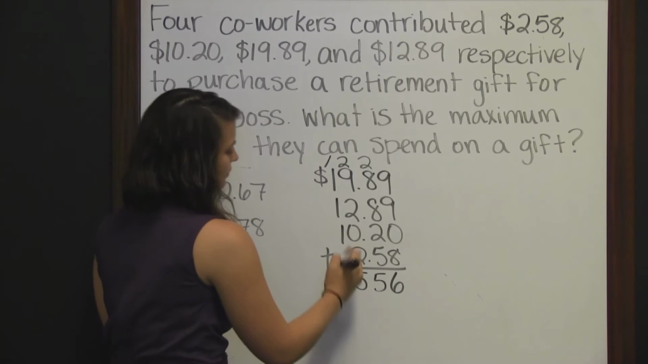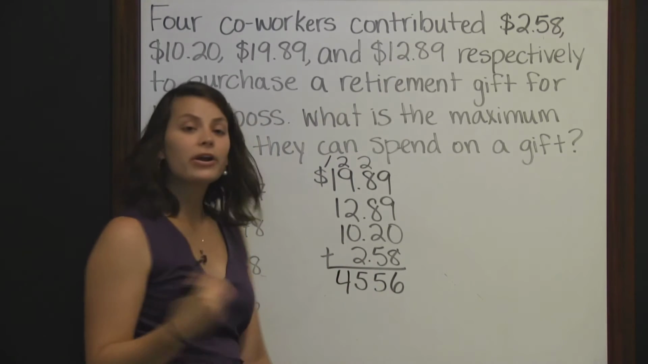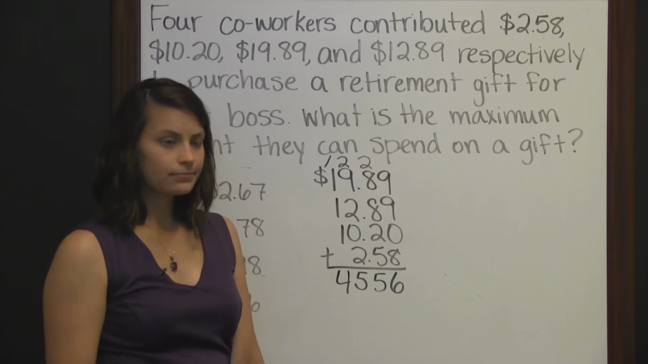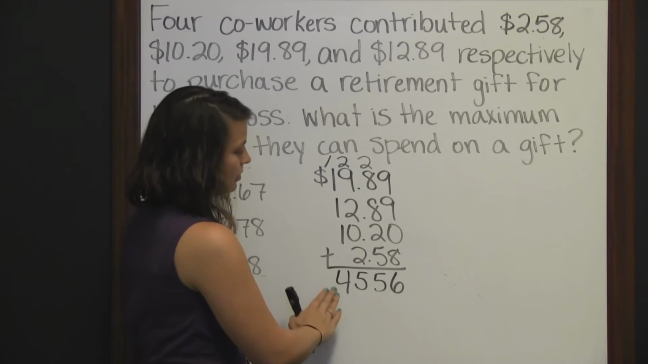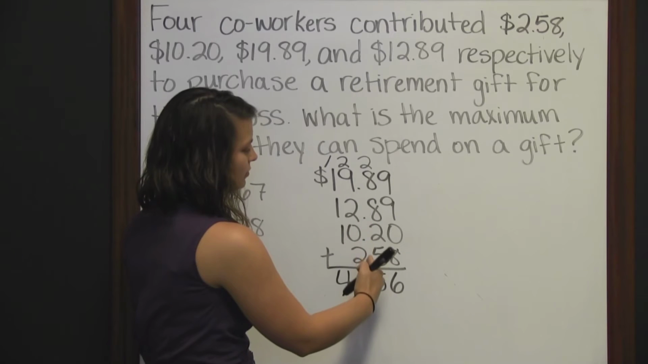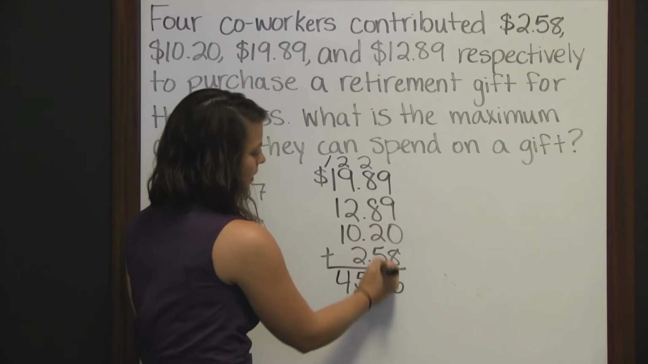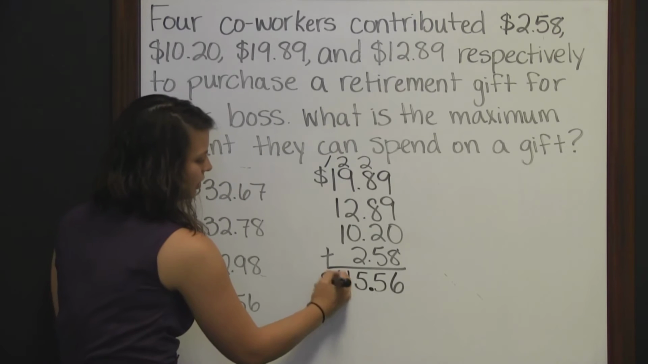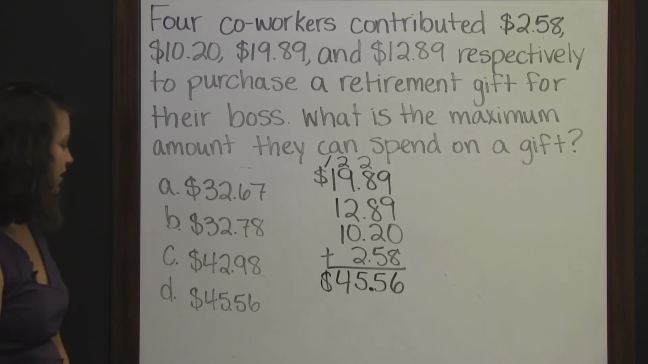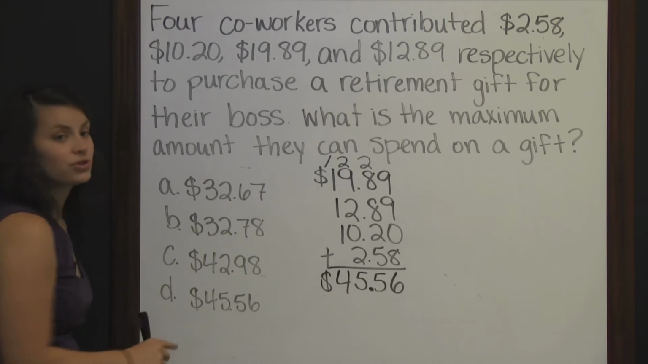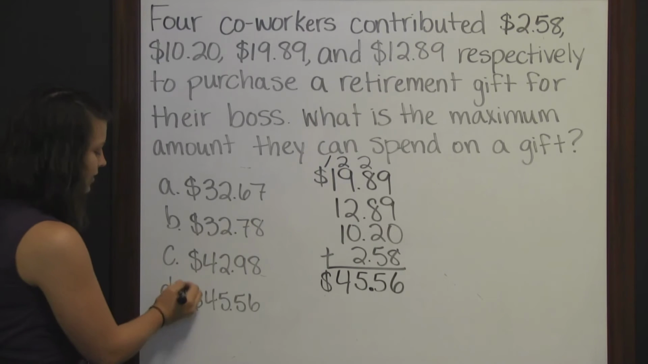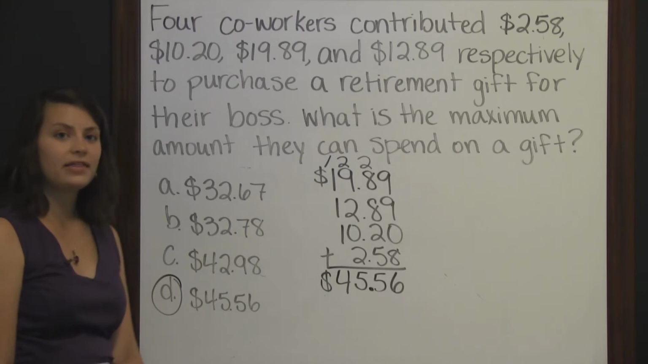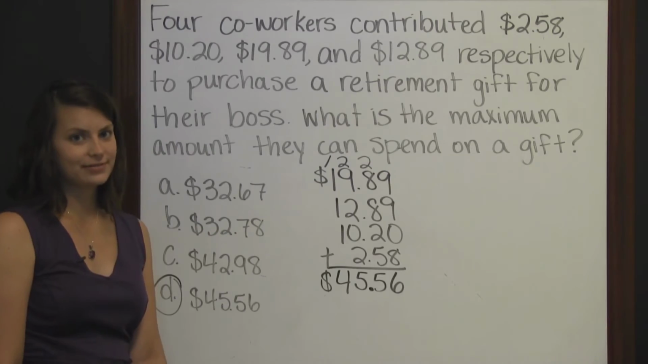1, 2, 3, 4. And where does that decimal go? Well, remember when adding, you must line up the decimal, which we did, and you just bring it down into your answer. So we have $45.56, which would be answer choice D. That's the maximum amount of money that can be spent on a gift.